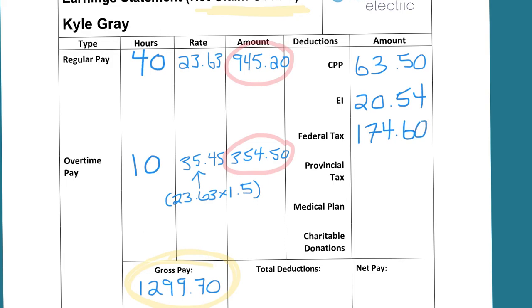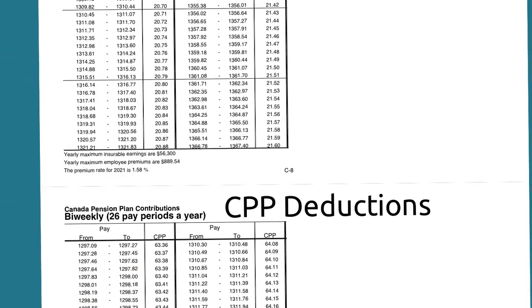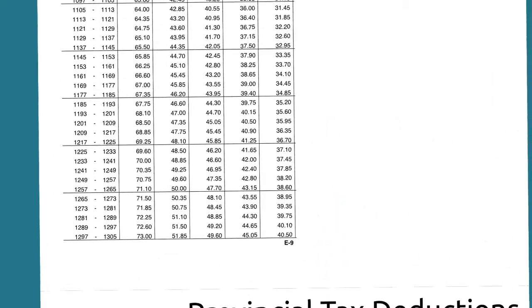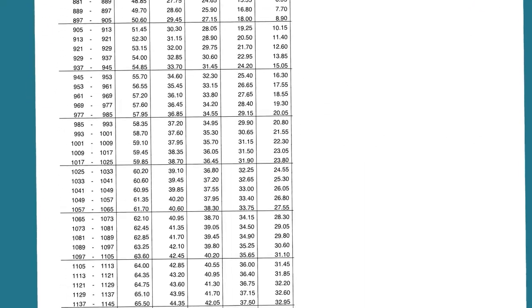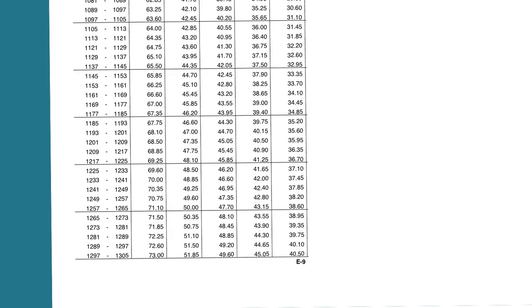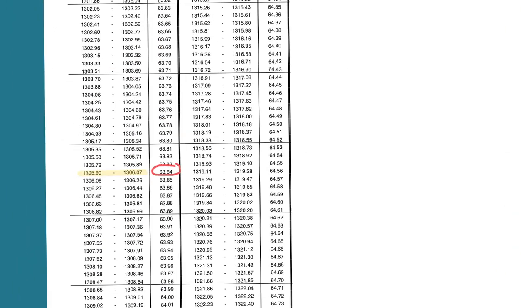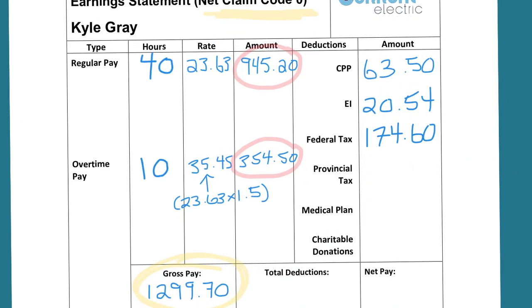We've just got one more to look up in this chart, and that's his provincial tax. So we'll go up to provincial. Let me try to find his number here. So here, this one's provincial. It's the first page of the provincial, which is where I think it'll be. $1,299.70, again, the very last one here. So exactly $73, because I know that first column is my net claim code 0, which is what we're looking for. So 73 is what he will pay for that. So I'll write that last one in, 73.